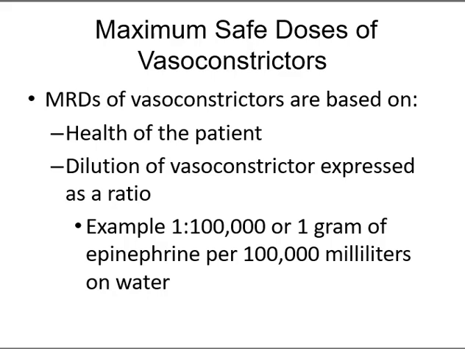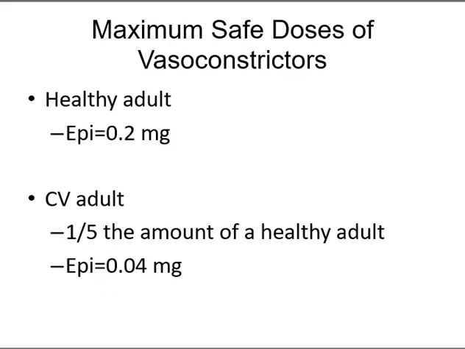So the dilution of the vasoconstrictor is expressed as a ratio. You'll usually see the example is 1 to 100,000. So what does that mean? That means 1 gram of epinephrine per 100,000 milliliters of water. That's 1 to 100,000. That's what it means.